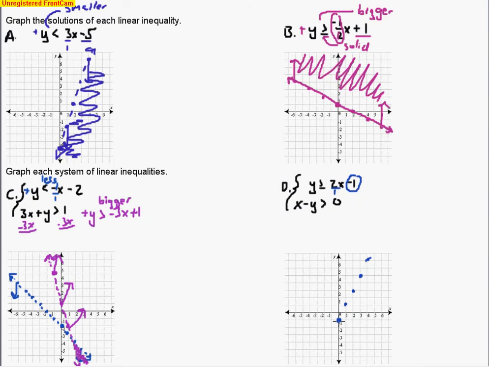We could also go the other way, down 2, left 1. Gets us on that line, and then we go ahead and draw the line. Now this, again, is a solid line, because the points on the line are solutions. That's what it tells us here, because of the line underneath. And now we go ahead and solve this one.